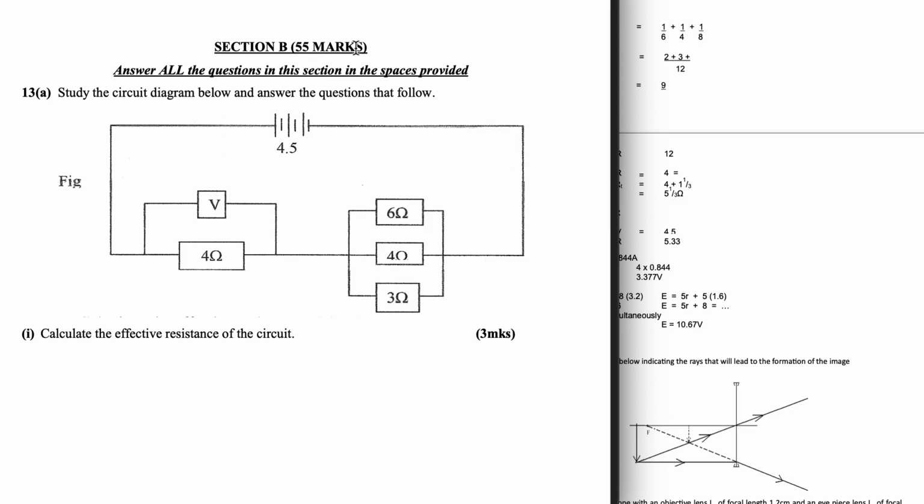Section B, 55 marks. Answer all the questions in this section in the spaces provided. Question 13: study the circuit diagram below and answer the questions that follow. Calculate the effective resistance of the circuit.